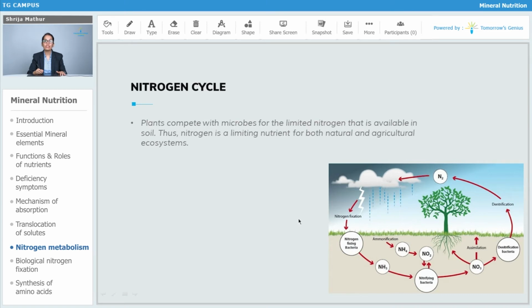Thus, nitrogen is a limiting nutrient for both natural and agricultural ecosystems, because nitrogen is present in a very small amount when we consider the microbes. The microbes, the decomposers in the soil, have a very limited amount of nitrogen. So plants also compete for that nitrogen. There is a huge competition for nitrogen, and hence it becomes a limiting element.